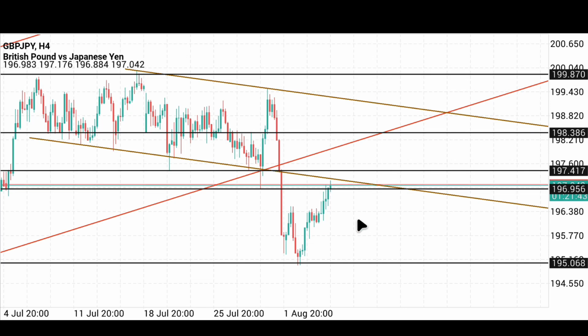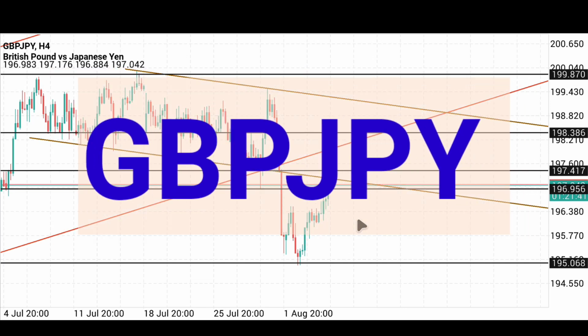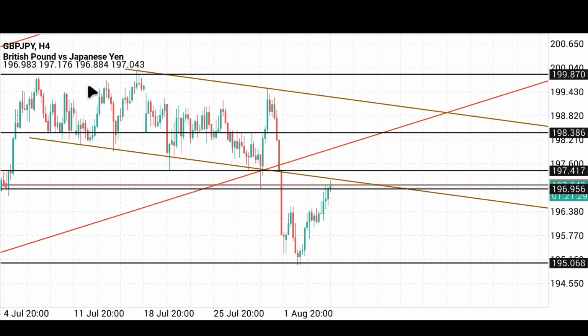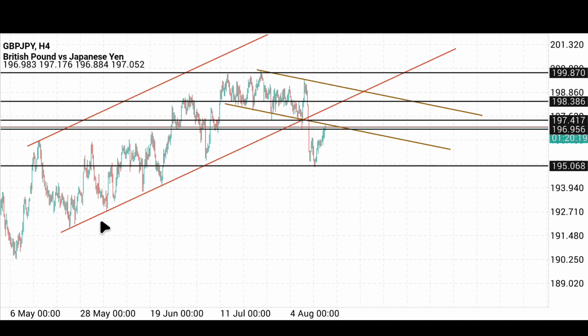So in this video, we're looking at GBPJPY on the 4 hour time frame chart. We had the market consolidating within this descending channel. So this was the ascending channel that the price was trading within, and we're having this consolidation going on here.